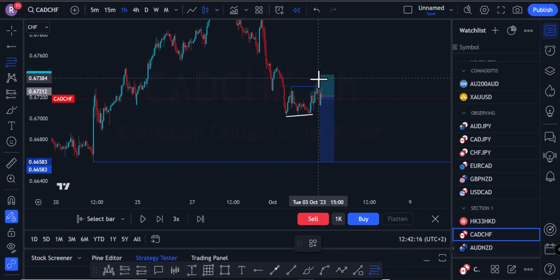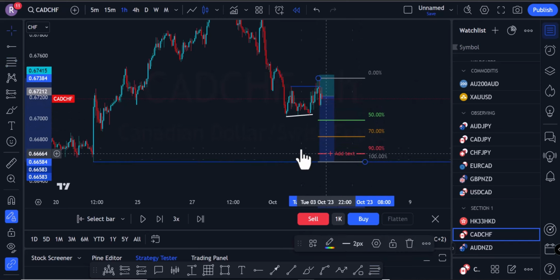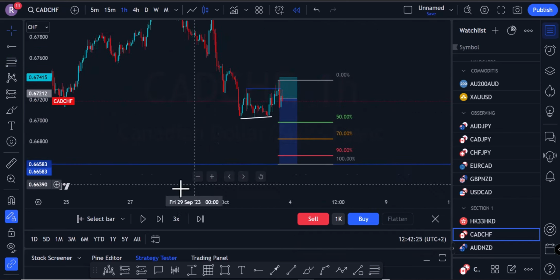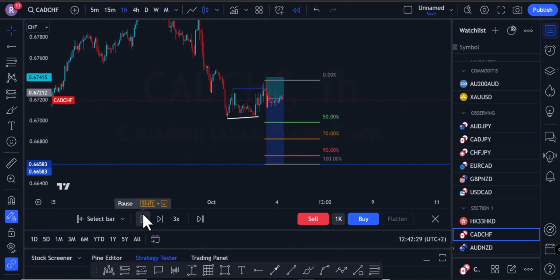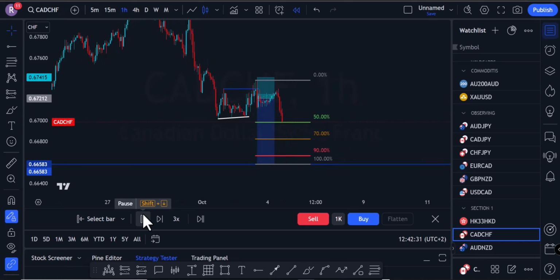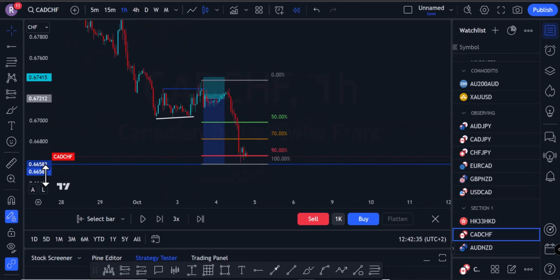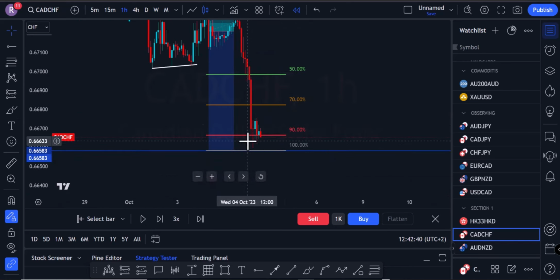So we start from where the move started to the lowest point, the lowest low, right? So we have this Fibonacci tool like that. So let's play it and see what happens on the 90%. So price is stalling, and then you see what is happening. We go to the 90%. Now price is starting to reject here. At least here your take profit would have been hit, right?